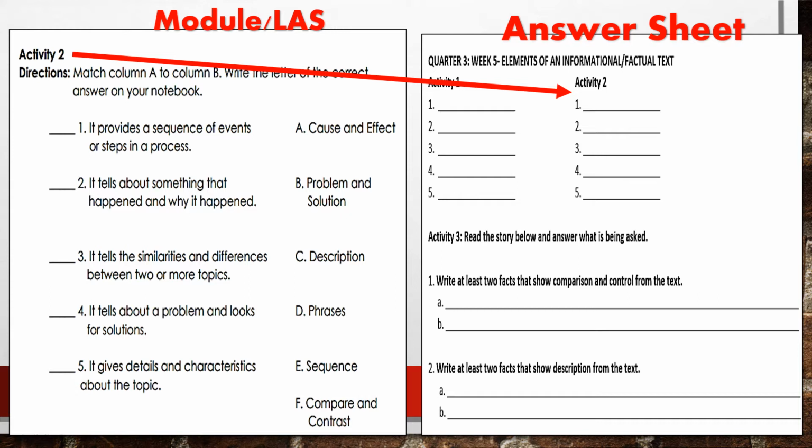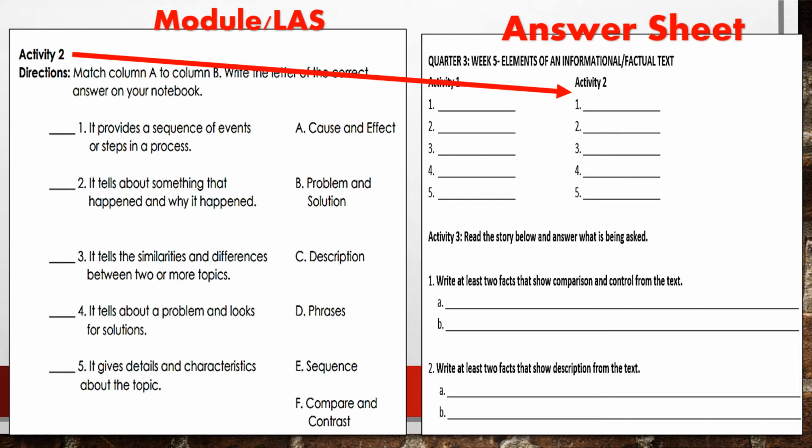If your answer is letter E, sequence, that is correct. Number 2, it tells about something that happened and why it happened. What do you think is it? If your answer is letter A in number 2, that is correct. Cause and effect is number 2.